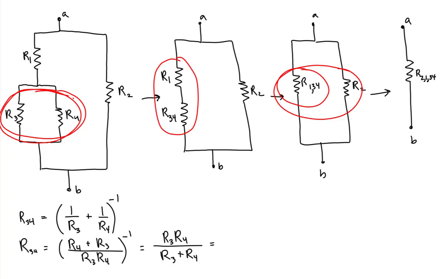Now remember, we said that resistor 3 has 9 times the resistance of resistor 1. We said that resistor 4 has 9/2 times the resistance of resistor 1.